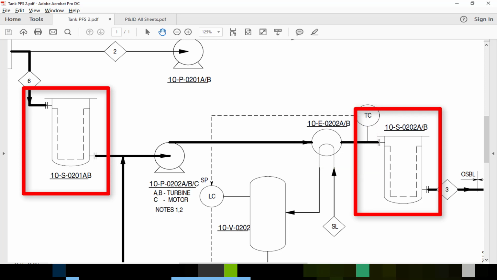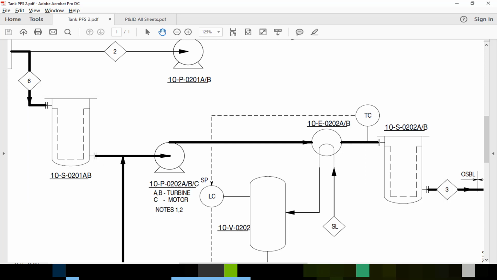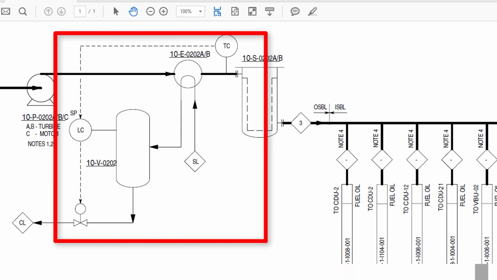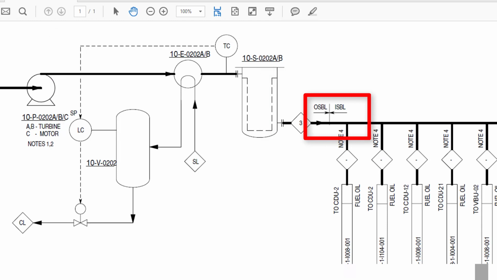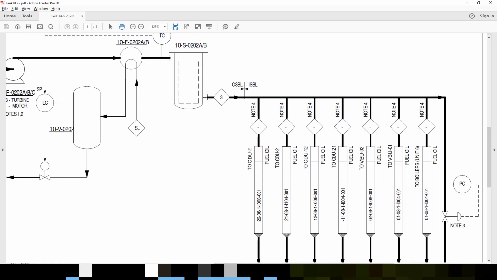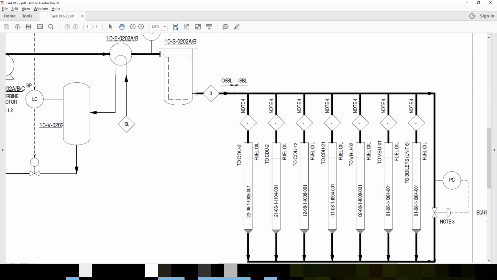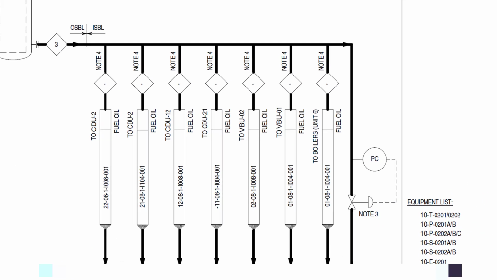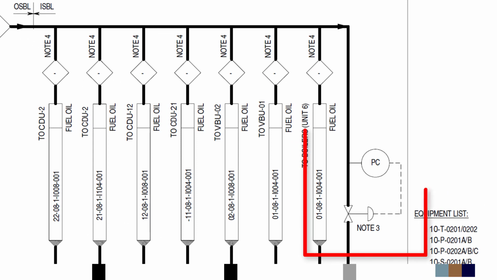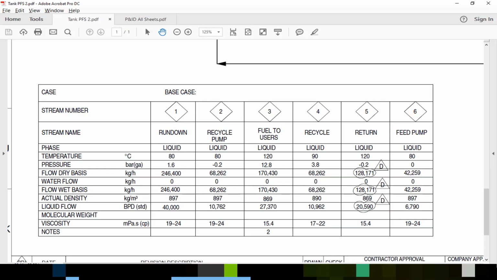The suction strainer will protect the pump impeller from any foreign object that can damage the pump, and the discharge strainer will ensure clean supply to the user unit. You can see the temperature control loop also. Here you can see the battery limit of ISBL and OSBL. Fuel oil is supplied to various ISBL units' furnaces. On the ISBL side, you can see that one pressure control valve is given, which ensures constant pressure in the fuel oil loop. Now let's look at the stream table.